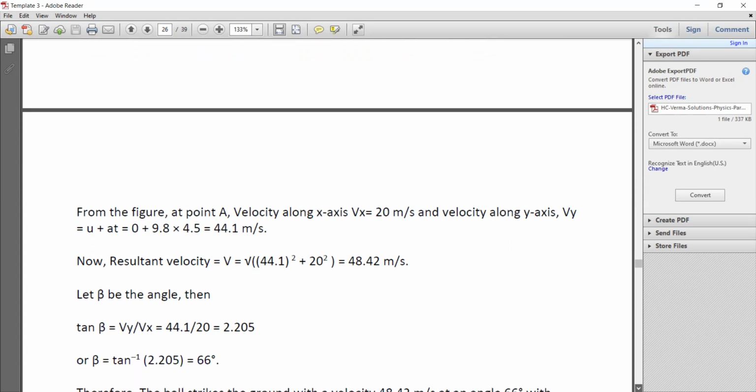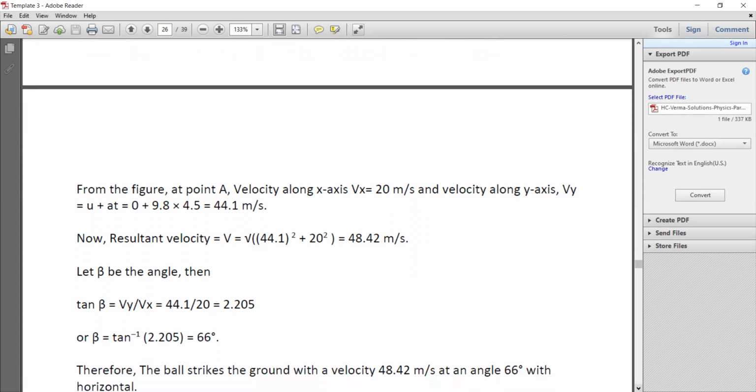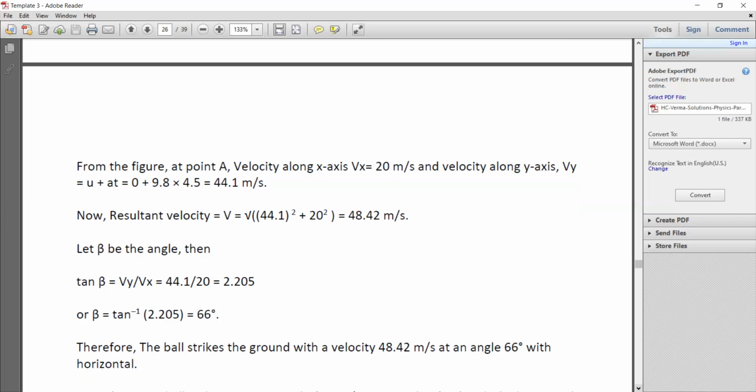Let beta be the angle. Then tan beta = vy by vx = 44.1 by 20 = 2.205, or beta = tan inverse 2.205 = 66 degrees. Therefore, the ball strikes the ground with a velocity 48.42 meters per second at an angle 66 degrees with the horizontal.